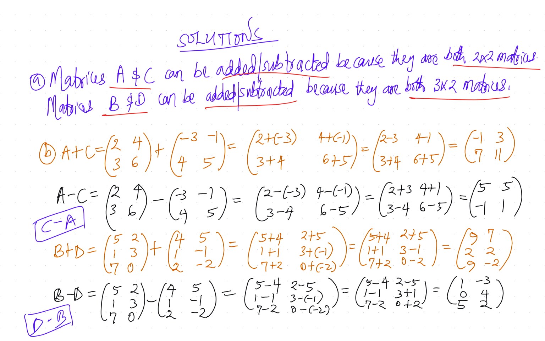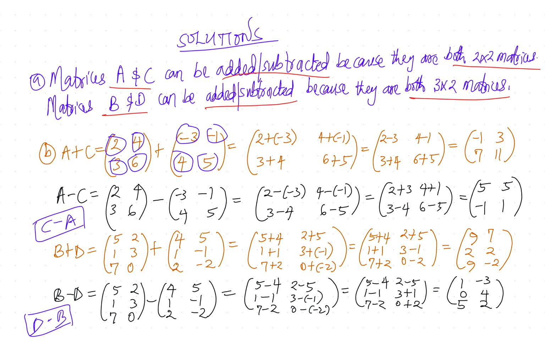So let's go to A plus C. This is matrix A with elements 2, 4 in the first row, 3, 6 in the second row. Matrix C has elements -3, -1 in the first row, 4, 5 in the second row. Like we've established already, to add two matrices, you add corresponding elements. So you add 2 to -3, you add 4 to -1, you add 3 to 4, you add 6 to 5.